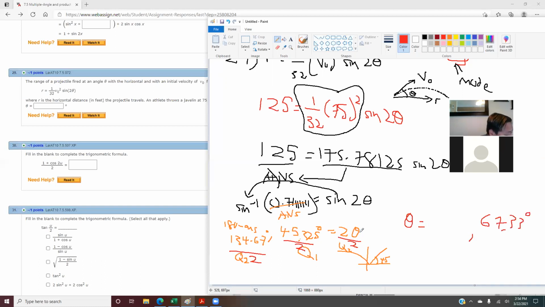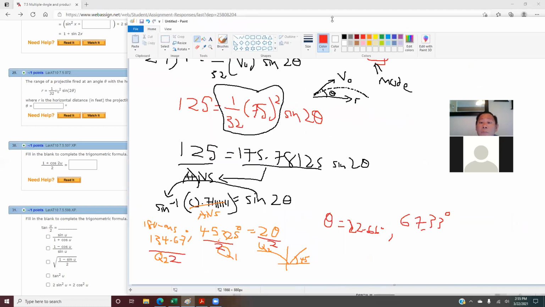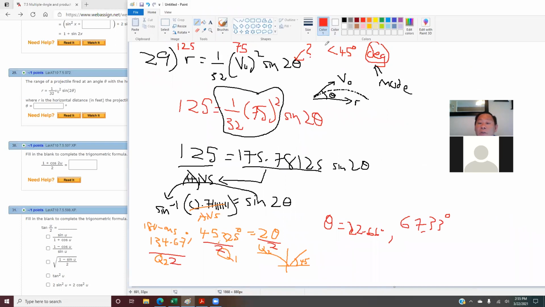And then you take the 45.325 divided by 2. Sorry, 45.325. This will be 22.66. And if you remember, the condition says that your theta has to be what? Less than 45 degrees. So which one do we pick as your answer? The 22. Yep. So this one is no good. So this is how we do question number 29.